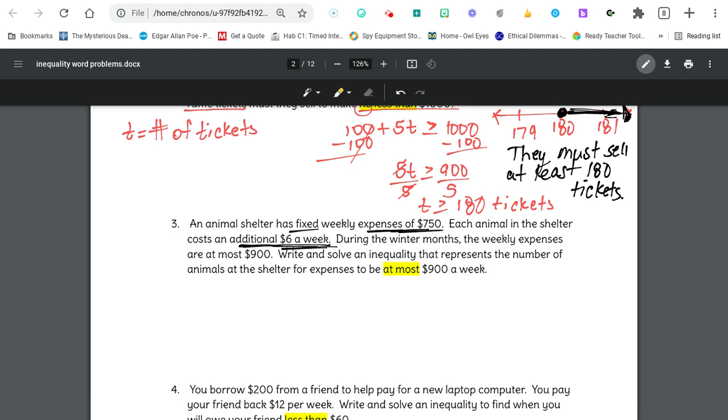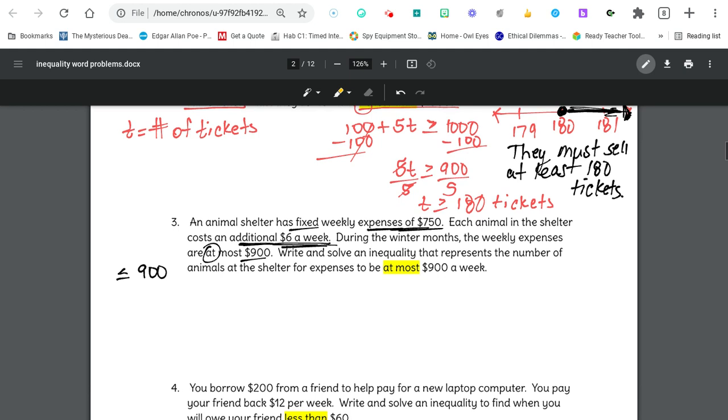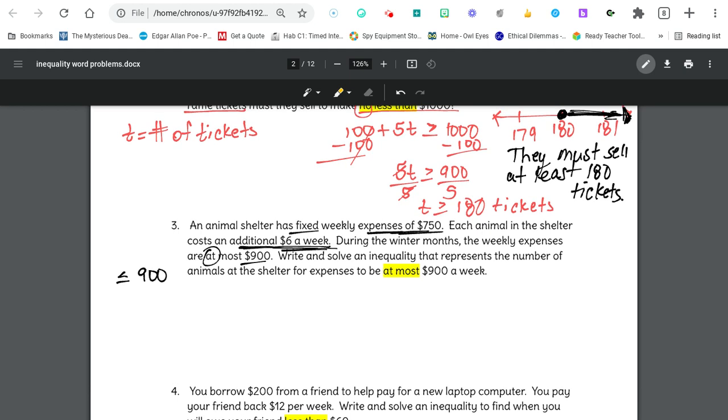During the winter months, the weekly expenses are at most $900. So at most means 900 or less, guys. Remember, at is in front of most, so think of it as less than or equal to 900. Write an inequality that represents the number of animals at the shelter for the expenses to be at most $900 a week. So I'm looking for the number of animals at the shelter. So I'm going to call it A for number of animals at the shelter.